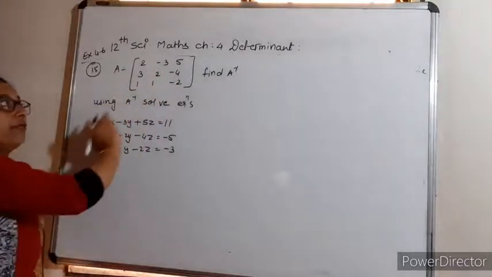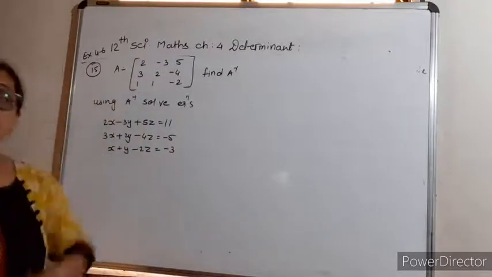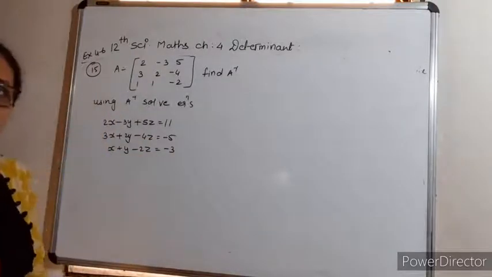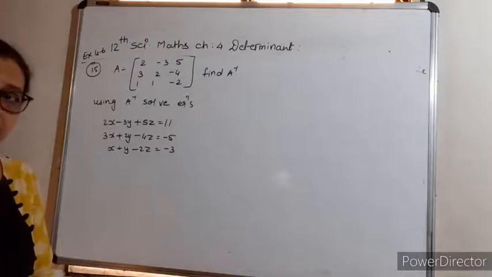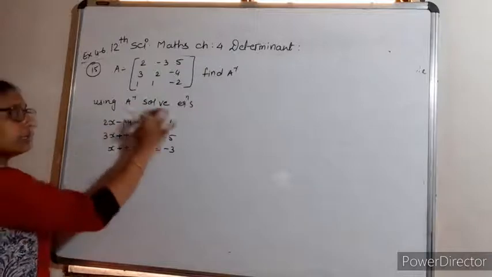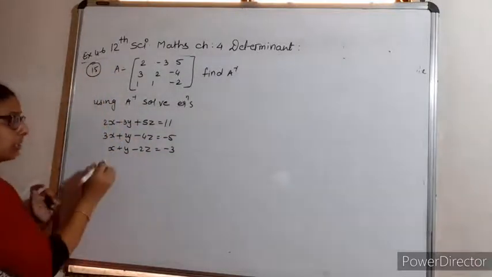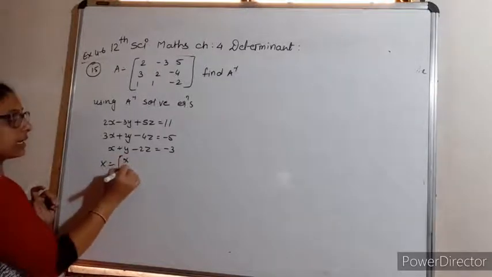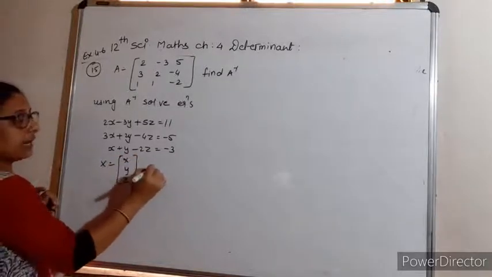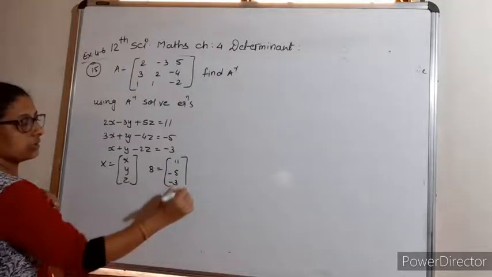The coefficient matrix that we usually make from this is already given over here. Instead of us making it, it has been given. That's it. Otherwise all things are the same. In all the questions they only gave this, but here they have made A and given it to us. So we just write that X is equal to x, y, z. And B is 11 minus 5 minus 3.